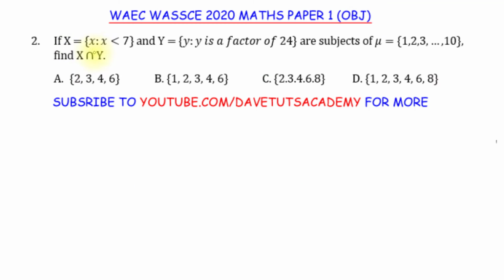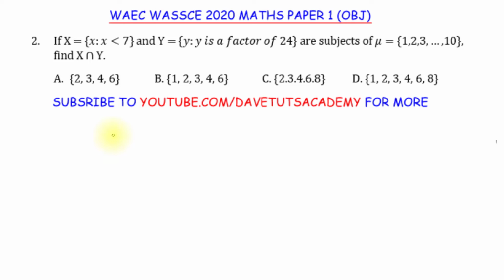If X is defined such that X constitutes elements that are less than 7, okay, so that's the meaning of this statement, and Y is defined such that Y is a factor of 24, if these two sets are subsets of the universal set 1, 2, 3 to 10, we are to find X intersect Y. So first, let's take our universal set, because all of the elements we are going to be considering need to be under that universal set.